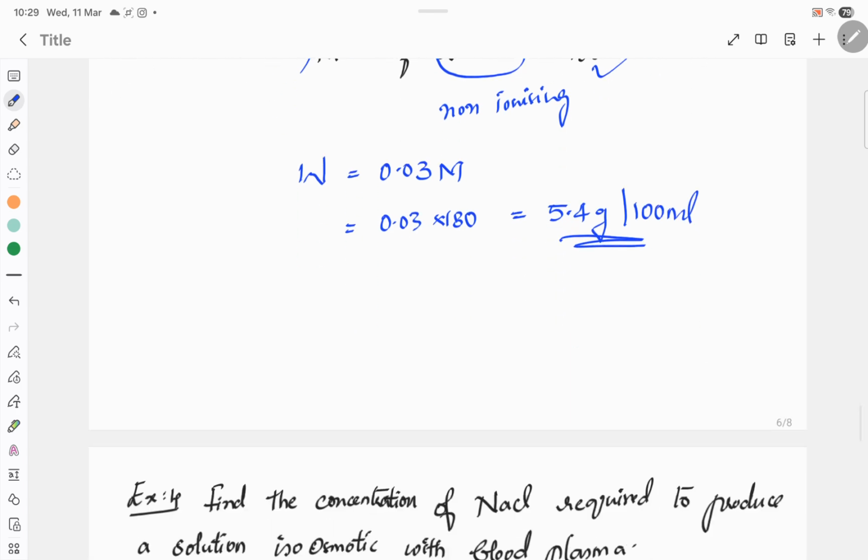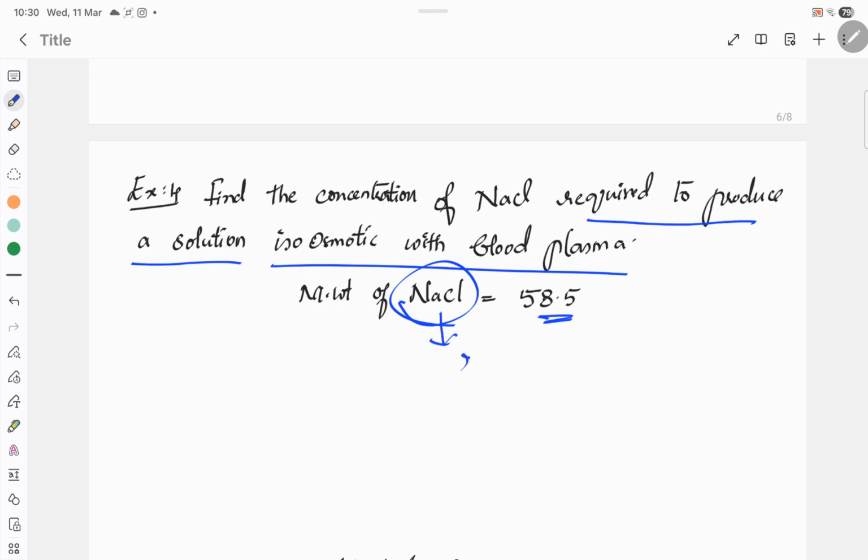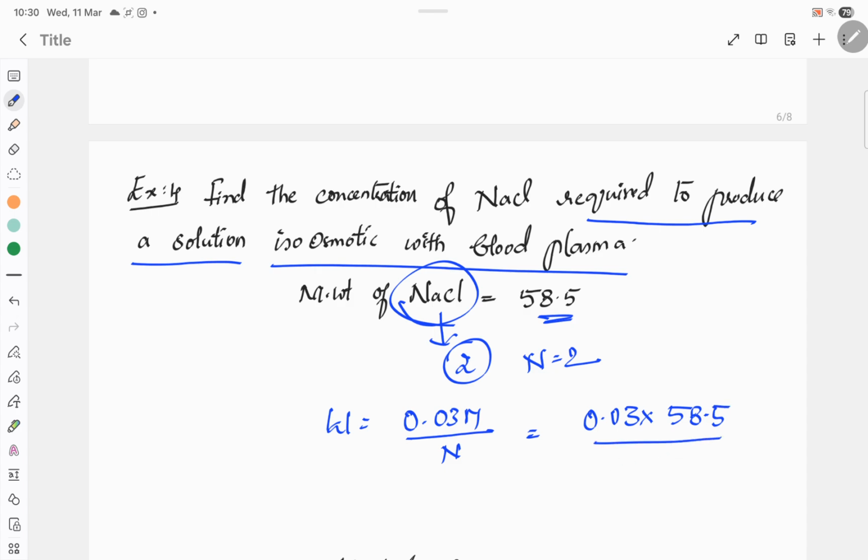This is the answer. And one last problem under isotonic solutions. Find the concentration of sodium chloride required to produce a solution isoosmotic with blood plasma, where the molecular weight of NaCl is given as 58.5. So we know that it ionizes into 2 ions, so n will be equal to 2. So W is equal to 0.03 M by n. That is 0.03 into 58.5, the molecular weight of NaCl, divided by 2, where the value will be 0.88 gram per 100 ml.